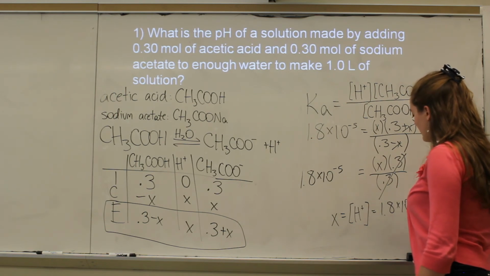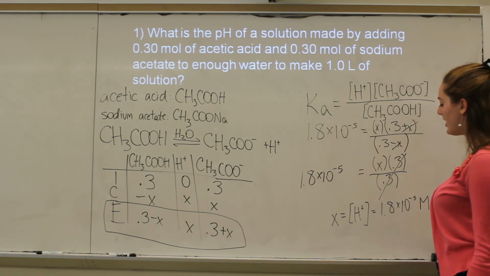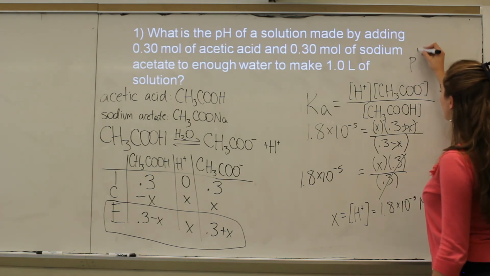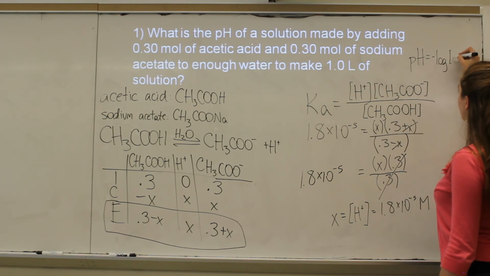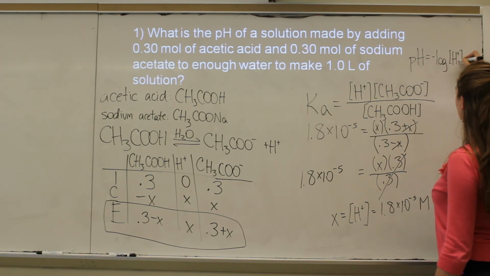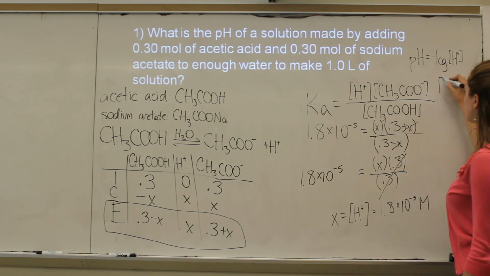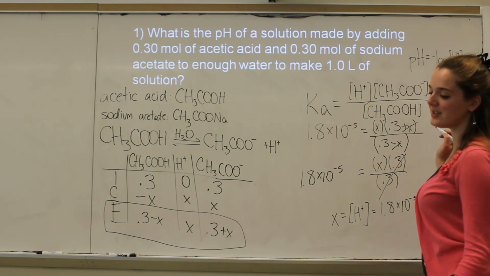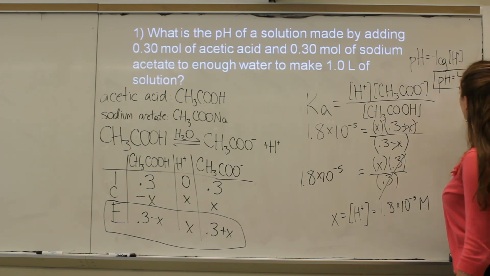But we're not done just yet because we still have to find the pH. And so, as you may recall, the pH value, I will write that right here, is equal to the negative log of the concentration of hydronium. So, simply plugging this into your calculator, you will find that the pH is 4.74. There you have it.